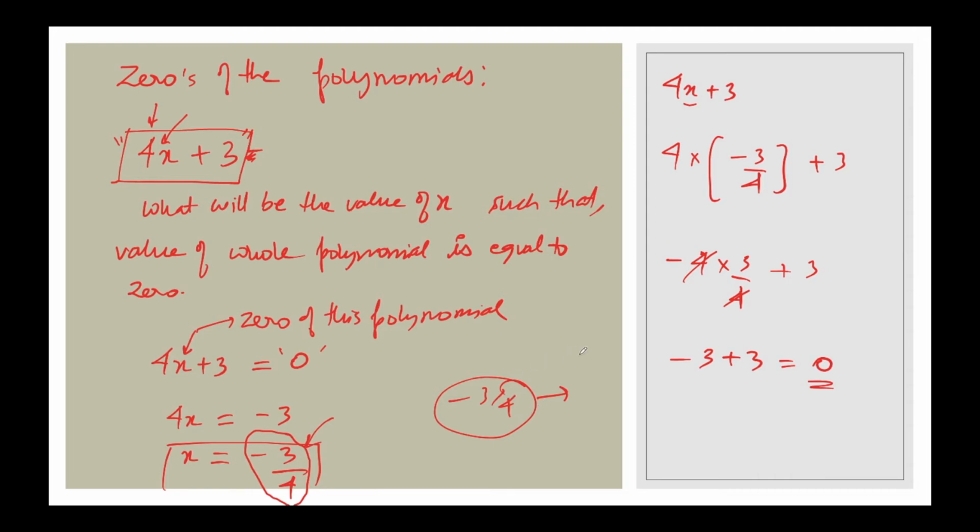Now one more thing I need to make you understand is that, like the example was 4x plus 3. Alright, so this is my variable.